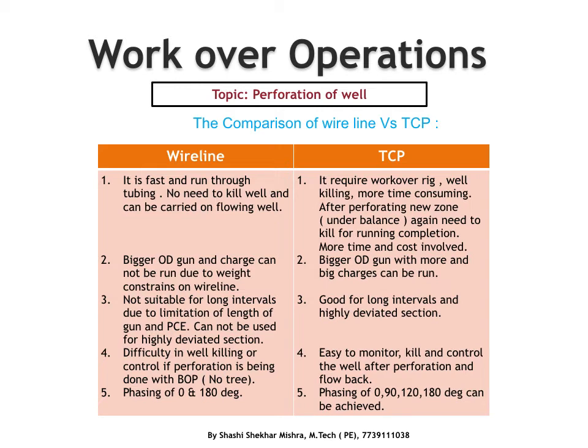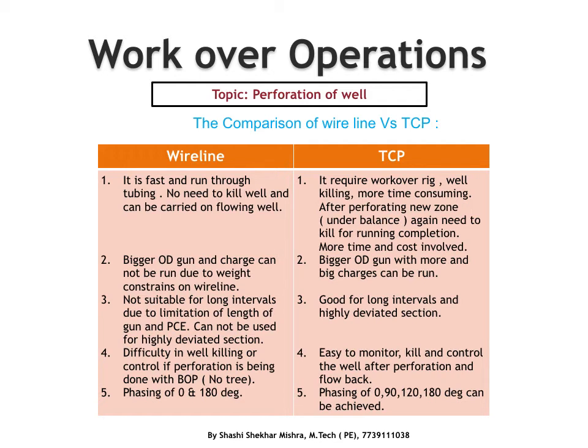In wireline we cannot go for a bigger OD gun because of the weight constraint on the wireline. Even if we are doing it in the casing without going through tubing, it's difficult to run a heavy gun of longer length and bigger OD. But in TCP we run a bigger OD gun, which gives minimum clearance, so good penetration and good flow index.